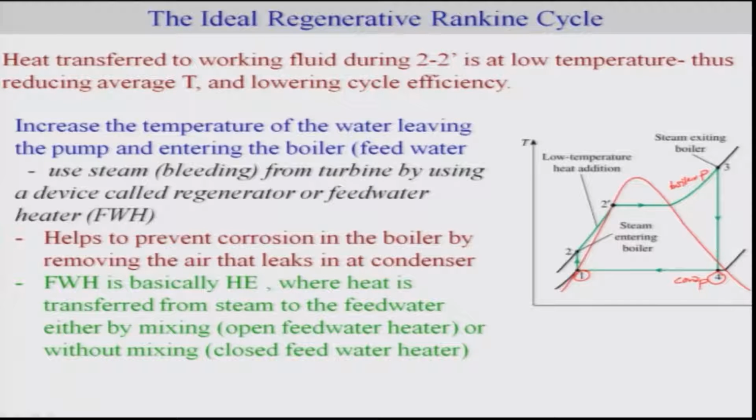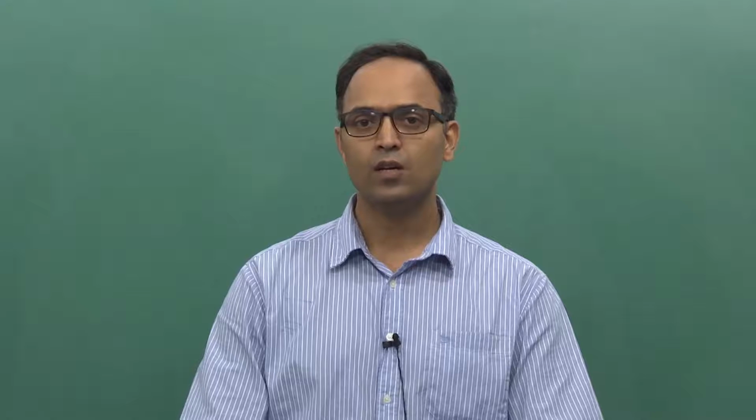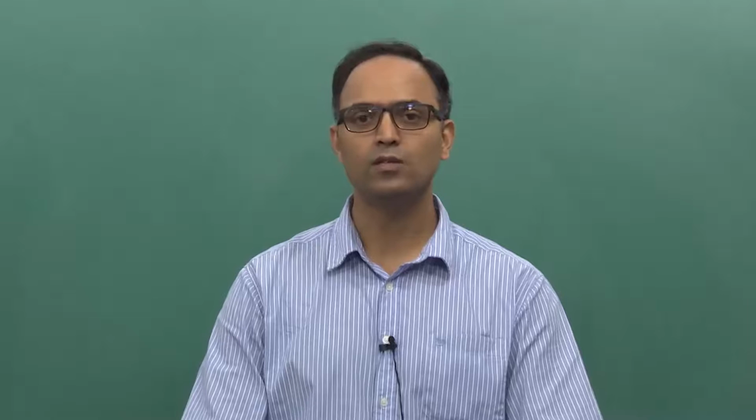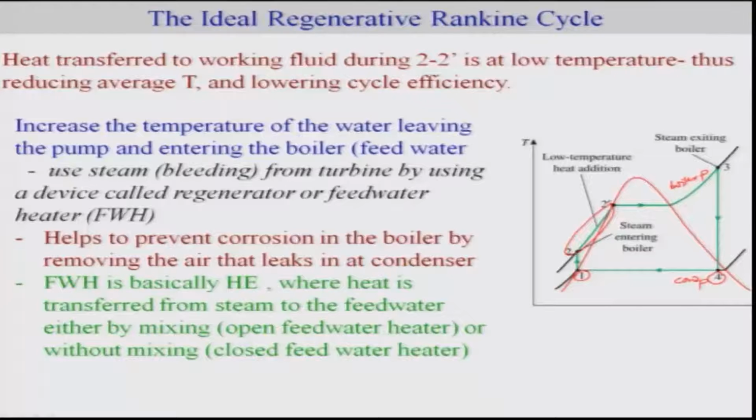Now what you should notice here is that this part is at low temperature, okay. Though it's at a constant pressure, this part is certainly at low temperature, and thus the average temperature is low. And we have discussed this aspect in the last lecture, that if the average temperature is low, then the cycle efficiency would be low. So we need to increase the average temperature at which the boiler works, okay, and that's why reheat was used as one of the solutions.